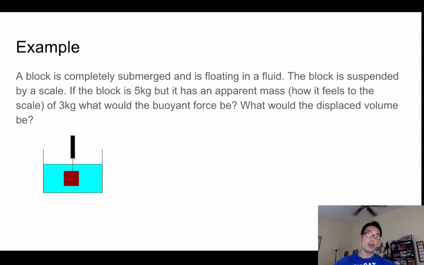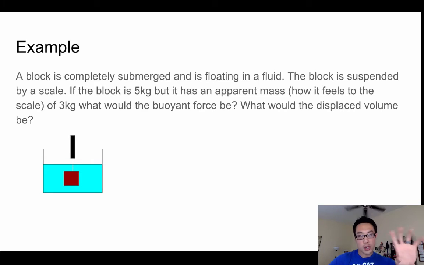Now let's try another example. We have a block that is completely submerged and floating in a fluid. The block is suspended by a scale. The block is 5 kilograms, but it has an apparent mass, which is how it feels to the scale, of 3 kilograms. What would the buoyant force be? What would the displaced volume be? For this problem, we have two questions that we are working off of. Let's solve both. First things first, let's work off of this sketch.